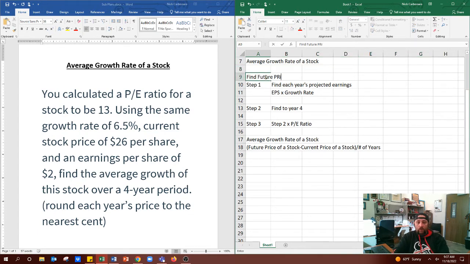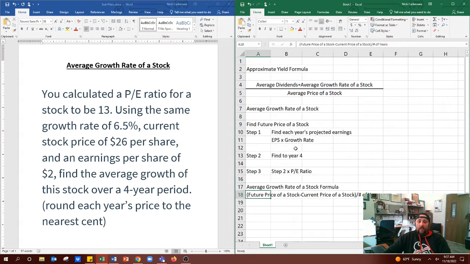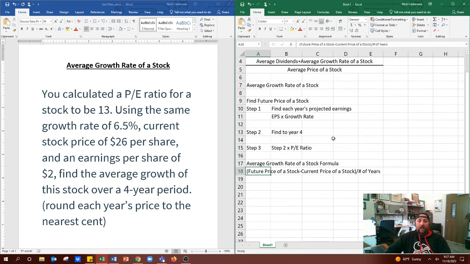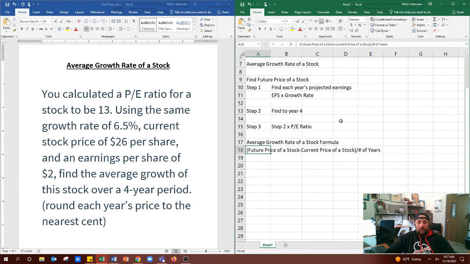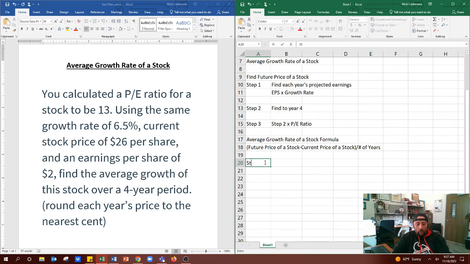Find future price of a stock. That's what we're trying to do. And then we plug it into the average growth rate of a stock formula. And then once we find this number right here, we'll be plugging it in to this right here. That will be the average growth rate of a stock. It'll now go into the approximate yield formula. So again, a very intricate formula, and that's the reason why we want to do this tutorial. So let's get started. Let's start with step number 1, and we'll go forward from there.